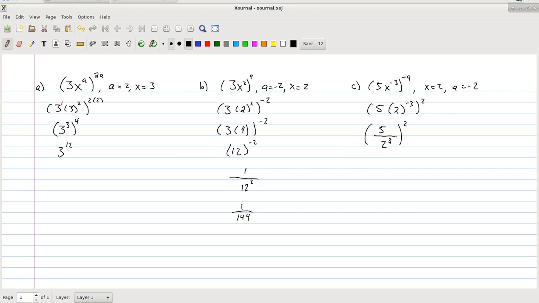So now we can deal with what's in the denominator. 2 to the third means 2 times 2 times 2, which is 8. The 5 will just stay, and then this whole thing is squared. Now this 2 power will apply to everything on the inside. So we've got 5 to the second and 8 to the second. So the numerator, 5 squared, means 5 times 5, which is 25. In the denominator, we have 8 squared, which is 8 times 8, which is 64.